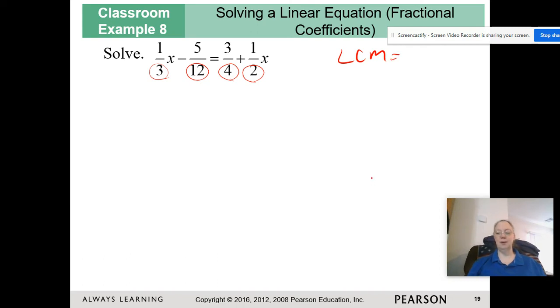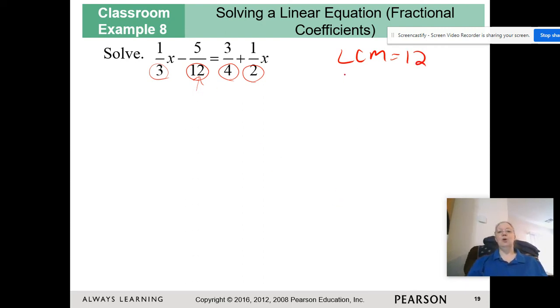In other words, it's the smallest number that all of these numbers go into, not go into them, but they themselves go into. So the smallest it can possibly be is 12. All right, don't think 1, don't think 2. That's not what we're looking for. That would be greatest common factor. That's not what we're looking for. We want least common multiple. So the smallest number that 3 goes into, that 12 goes into, that 4 goes into, that 2 goes into. In fact, it is actually 12.